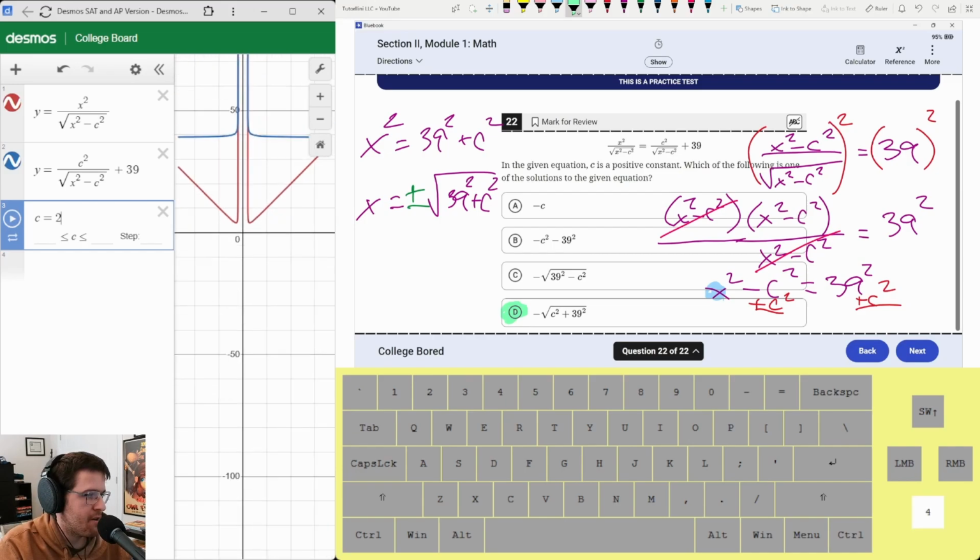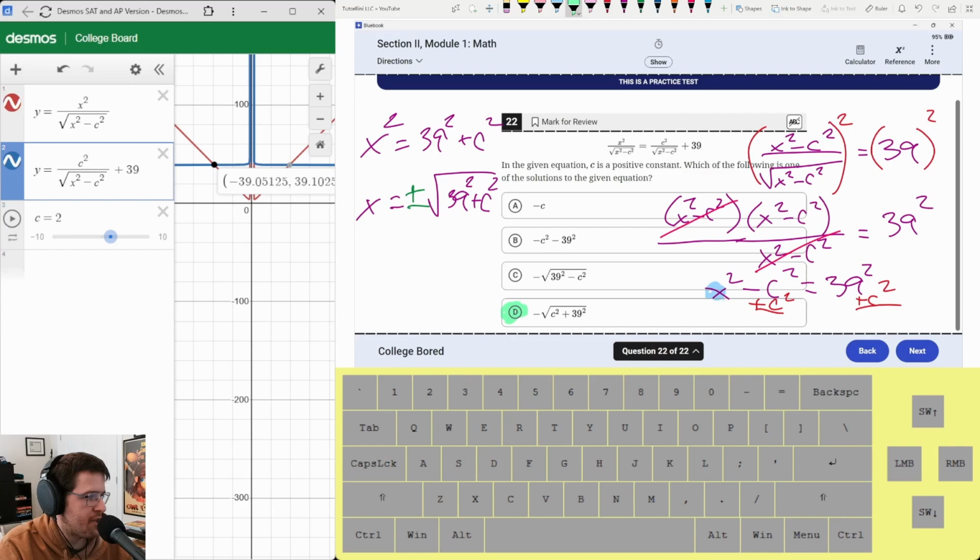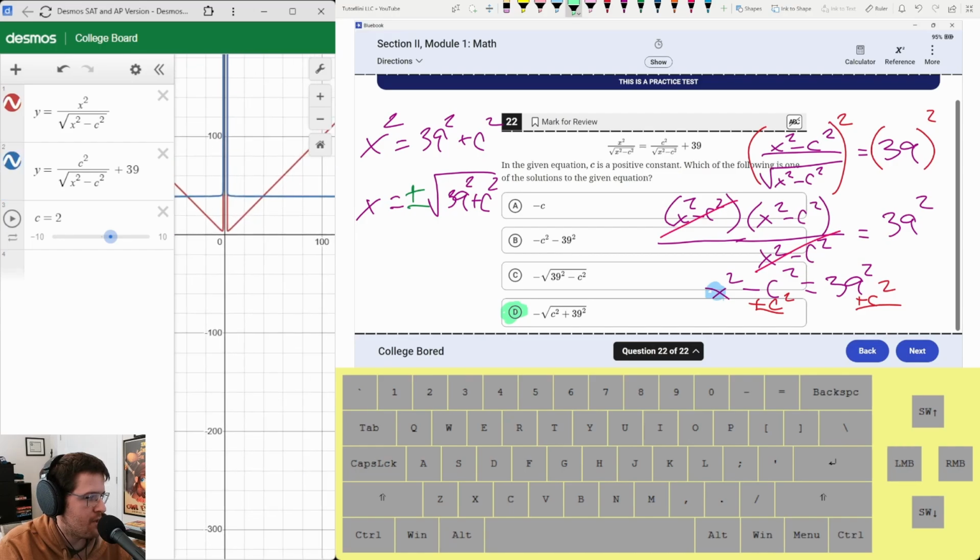And let's see here. We have a solution here and a solution here. So negative 39. We only care about the x coordinate because that's the x value. I'm just going to type these in manually. I think it'll be easier. So negative 39.05125. All right, and the other one, the x coordinate, again, is the solution. There was no y. I made that up, right? 39.05125.